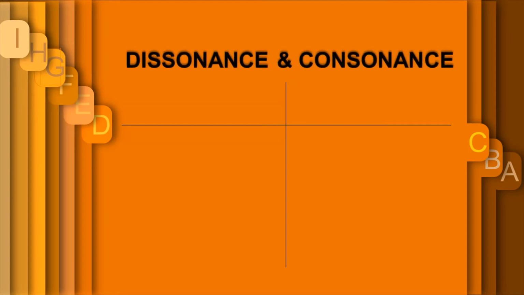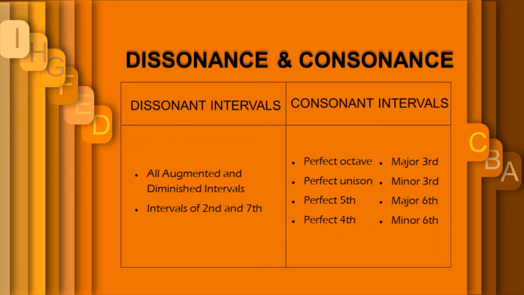In music, an interval is the difference in pitch between two sounds. There are two types of intervals: dissonant intervals and consonant intervals. Dissonant intervals cause dissonance and sound clashing to the ears, while consonant intervals sound harmonious. Dissonant intervals include all augmented and diminished intervals and the intervals of seconds and sevenths. Consonant intervals, on the other hand, include the intervals of perfect octave, perfect unison, perfect fifth, perfect fourth, major third, major sixth, and minor sixth.